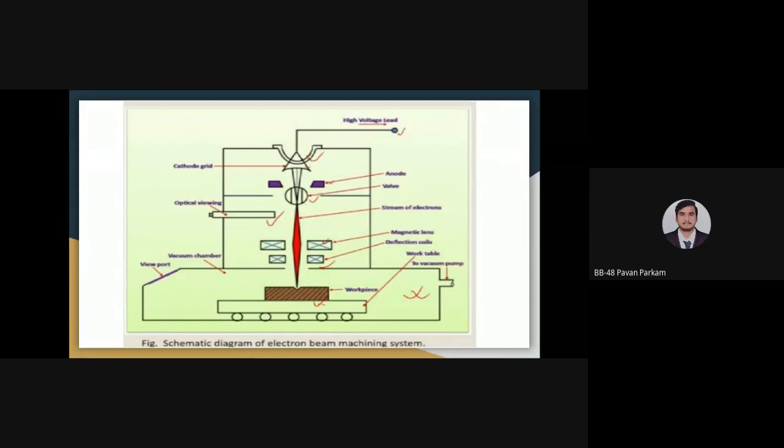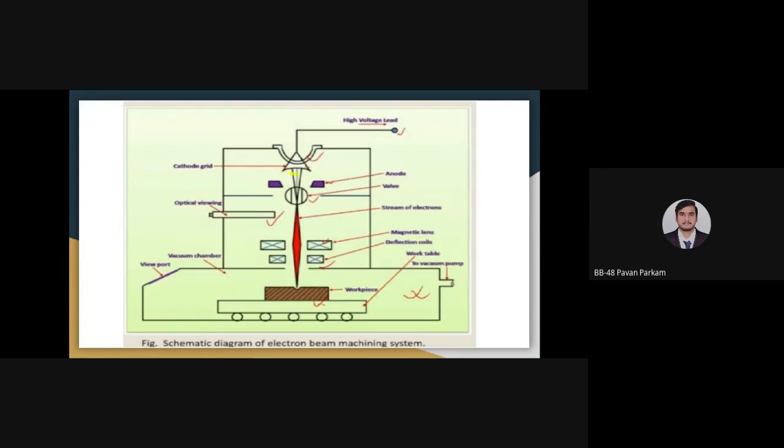Okay, simultaneously you can listen to me. So actually, this slide contains one figure. This is a schematic diagram of the electron beam machining process. You can see here, this is a cathode. You can see the name is also given. This is a cathode here.